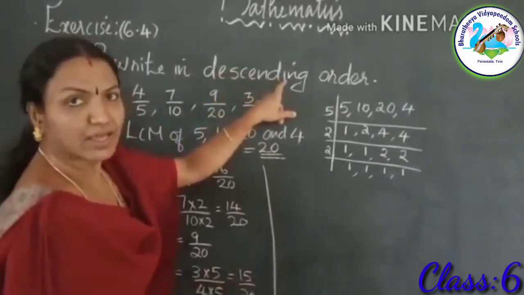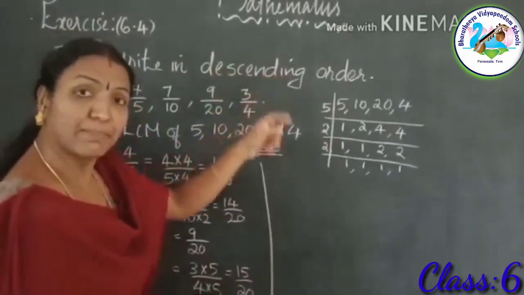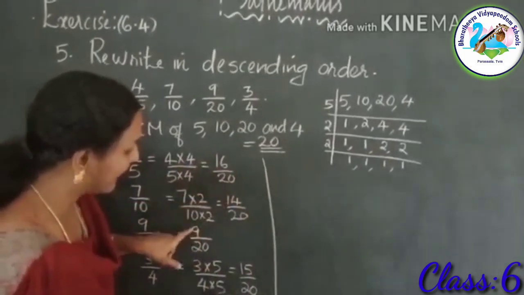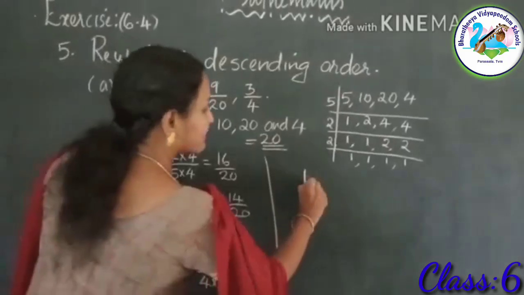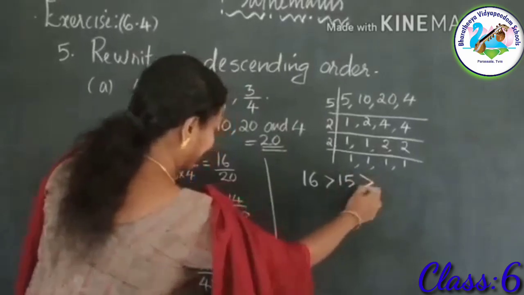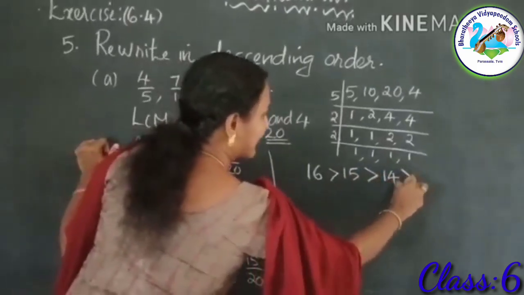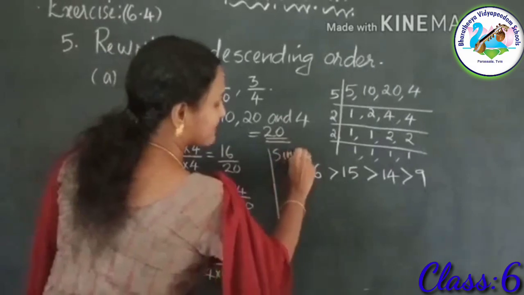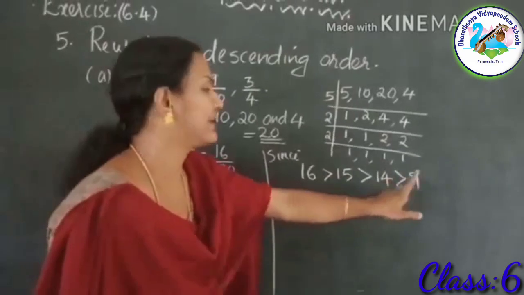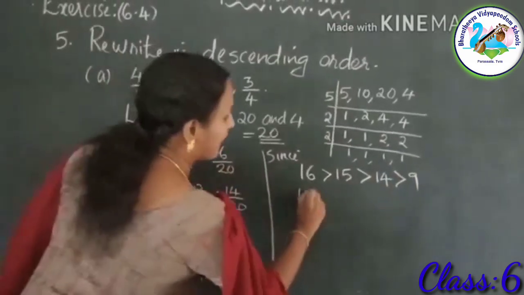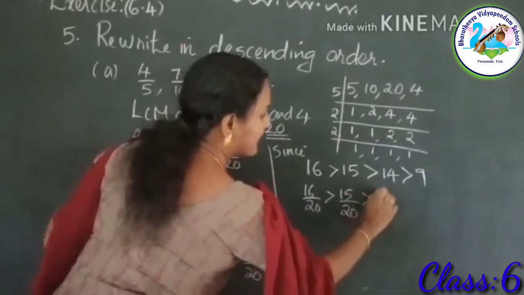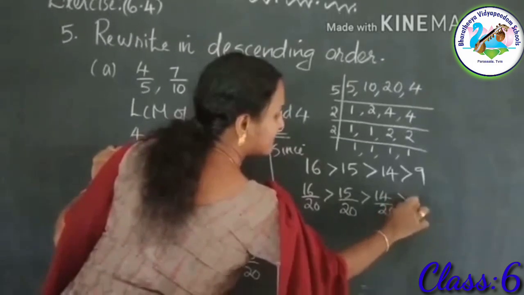Here it is descending order, so arrange from big to small. 16, 14, 9 and 15. So 16 is greater than 15, greater than 14, greater than 9. Since 16 is greater than 15, is greater than 14, is greater than 9, so 16 by 20 is greater than 15 by 20, is greater than 14 by 20, is greater than 9 by 20.